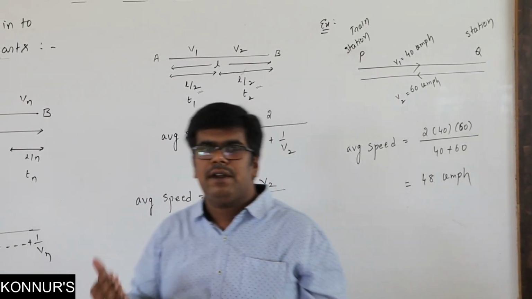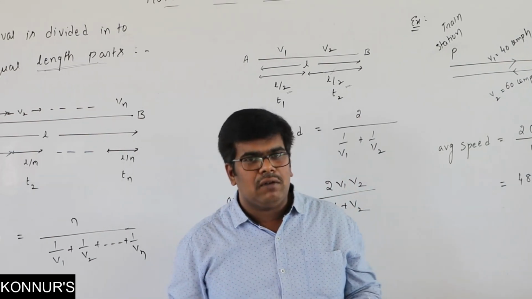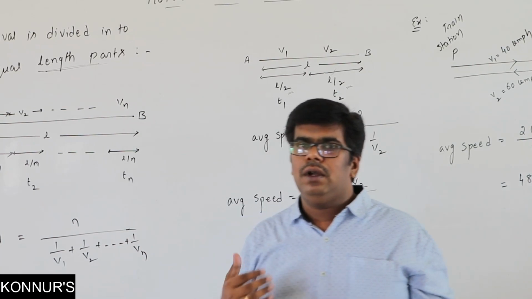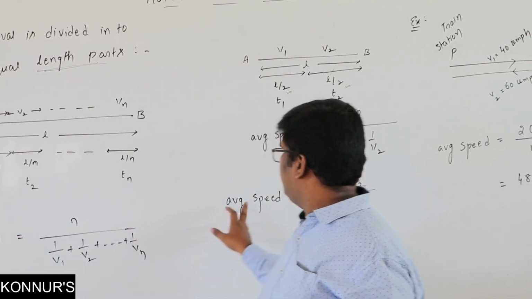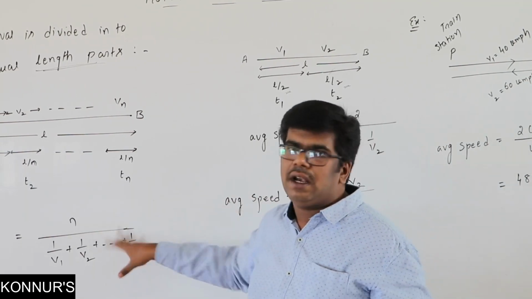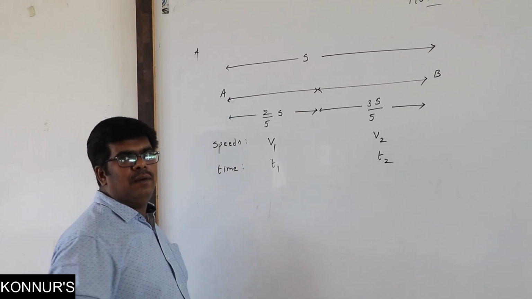For equal time parts, the average speed is v1 plus v2 by 2, if you divide the time into two equal parts. And for equal length parts, if you divide it into two equal parts, it is 2v1v2 by v1 plus v2. Or else, for more than that, we can use the generalized formulas. So let us take one more example.